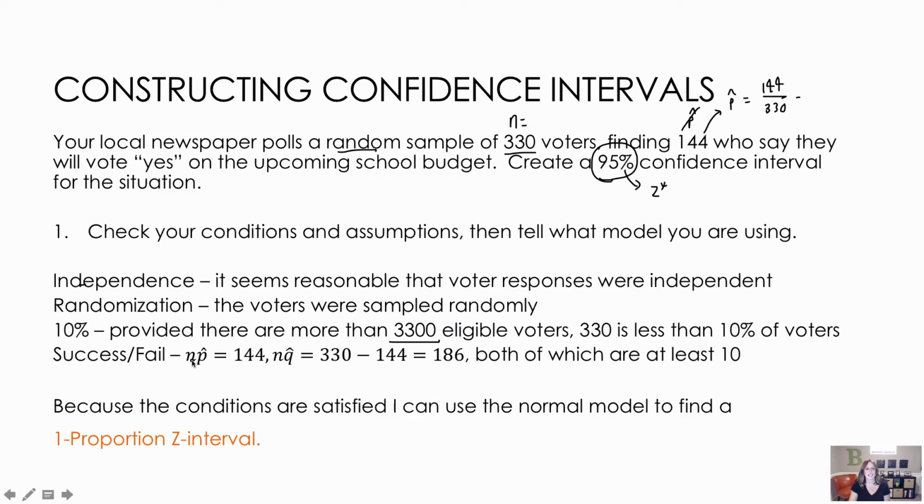And then success-fail is n times p hat and n times q hat. In this case, I didn't have to take n times p hat because it already told me 144 were the successes, and so the failures would be, of course, 330 minus that. Both of those are at least 10, so I'm covered. Notice again, I have to write the sentence: because the conditions are satisfied, I can use the normal model, so that's tell me the model, and then find a one proportion z interval. So this is the test that we're using. The model and the test, all of that goes in step 1.